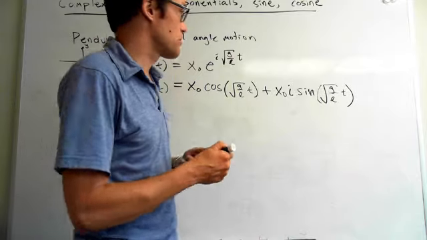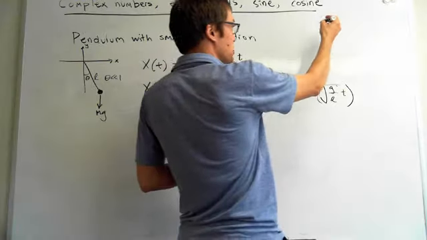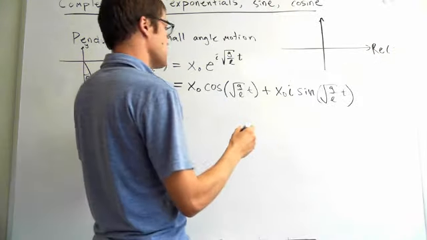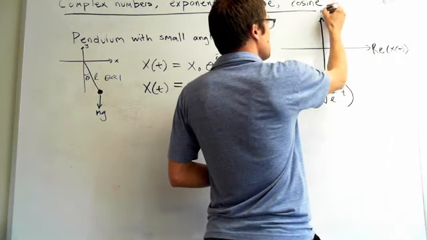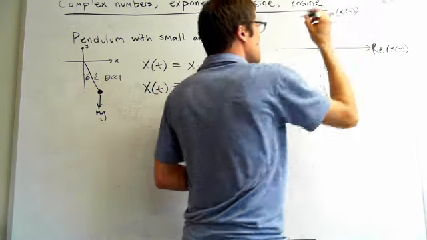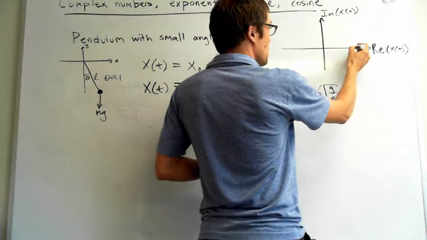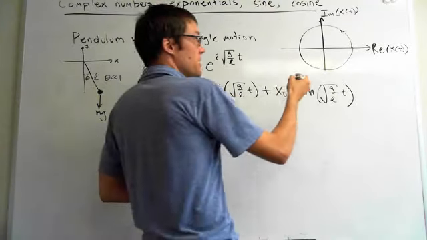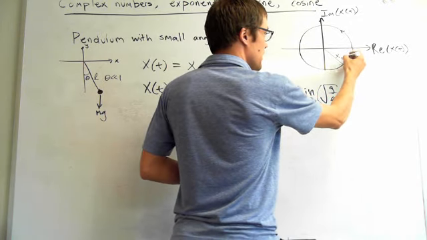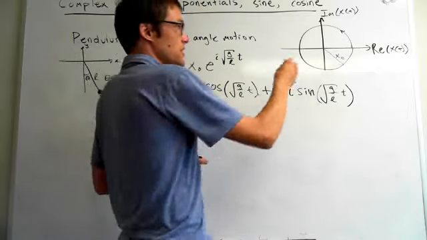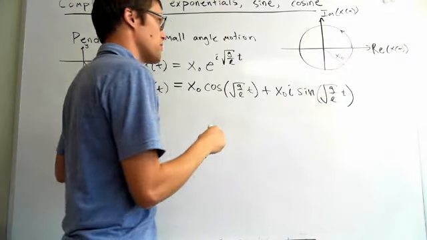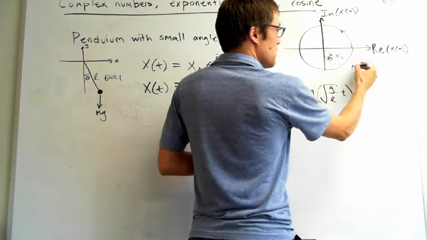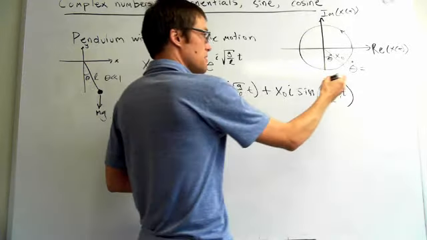One way to describe the motion of this pendulum is to think about it as a trajectory in the complex plane. If we think about the real part of x of t versus the imaginary part of x of t, what that gives us is a circle, circular motion, because we're talking about time in here. The radius of that circle is exactly equal to x naught. This is oscillatory motion, so we're going around the circle at a rate where this angle theta is changing at exactly this rate.